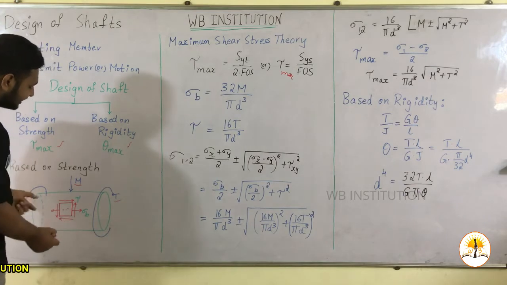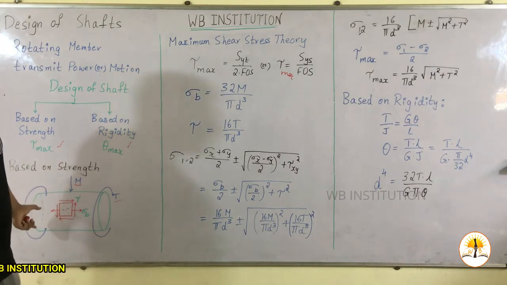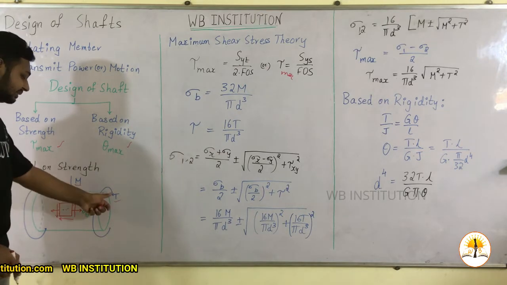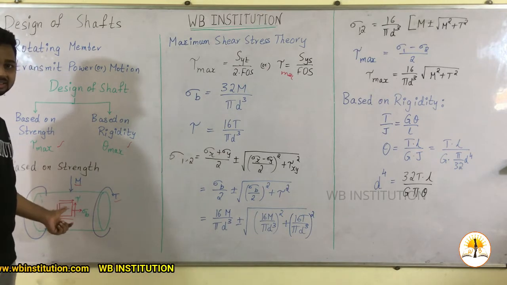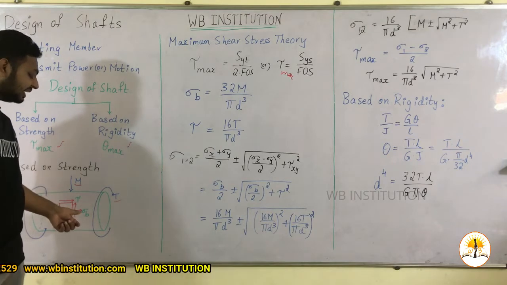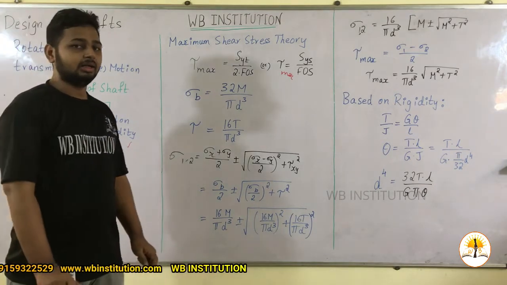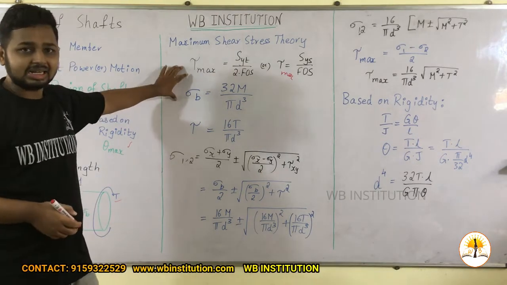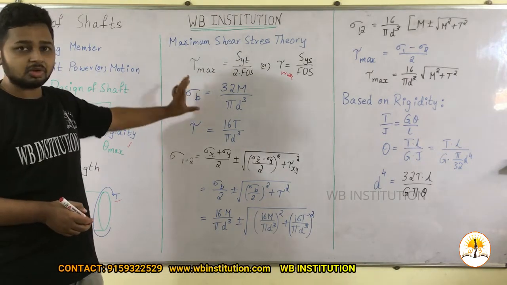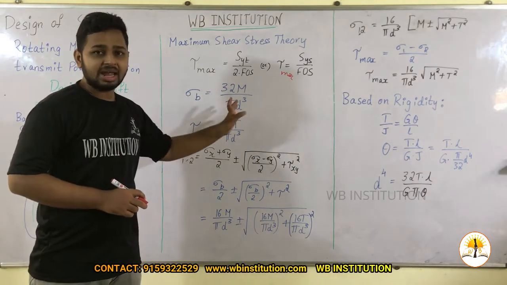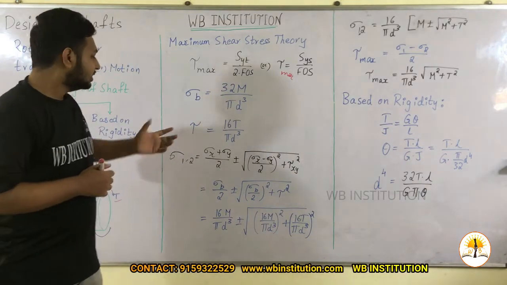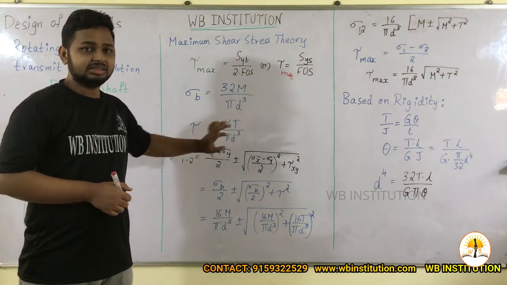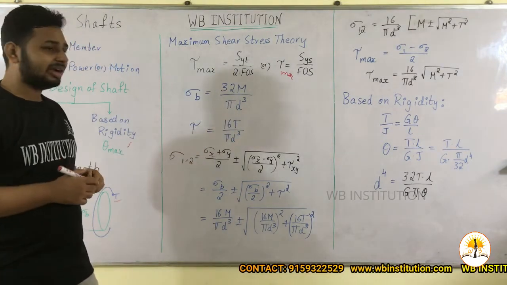Let us see what the stresses in the machine element are. Let us consider a particular element in the shaft. We have two types of stresses: due to the twisting moment, shear stress, and due to the bending moment, bending stress is generated. The bending stress of a circular shaft is given in strength of materials as sigma b equal to 32M by pi d cube, and the shear stress is tau equal to 16T by pi d cube.